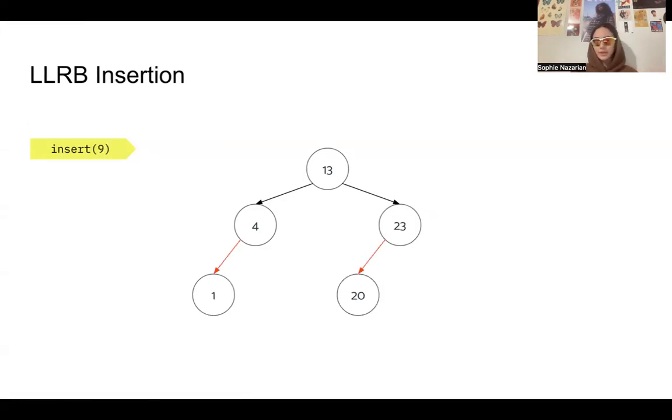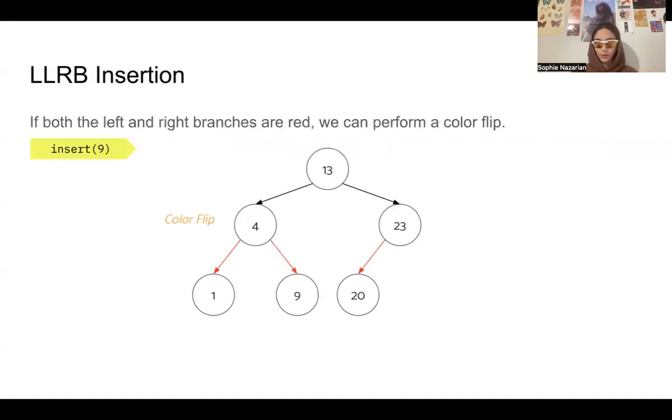What about adding 9? What rule do we think this is going to violate? Well, 9 is going to go to the right of 4, but guess what? Now we have 2 children that are red, and that violates a rule. So that's when we color flip this entire subtree. So the red nodes turn black, and the black nodes turn red.